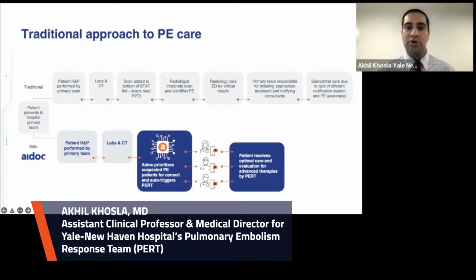And this removes the burden from the primary team of reaching out to consultants or activating a pulmonary embolism response team. If you're at home, it's 2 o'clock in the morning, you don't have eyes on the patient. You really are relying on someone you may not even know telling you what's going on with this patient. So what PERT has allowed us to do is to be able to respond to these calls a little bit more quickly and efficiently.